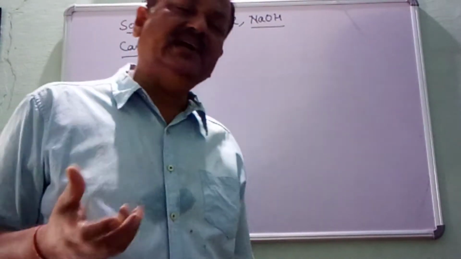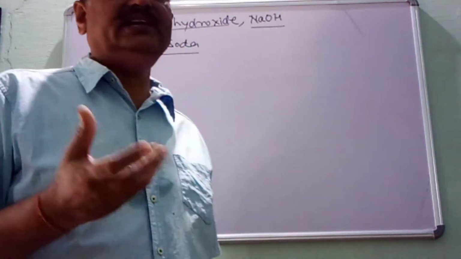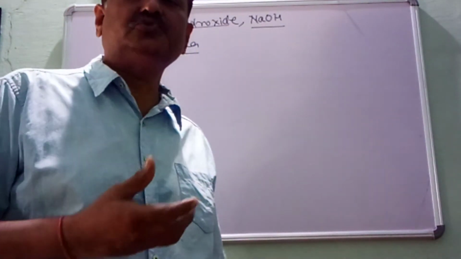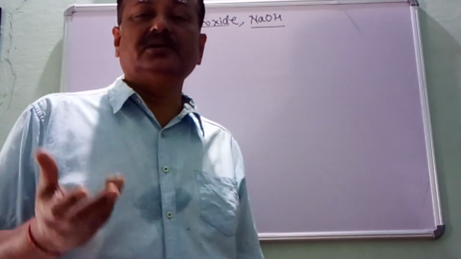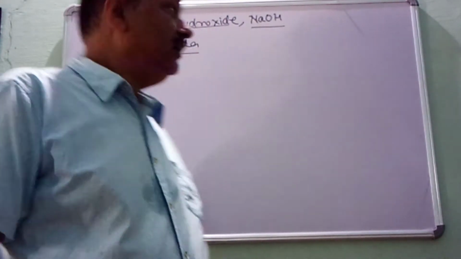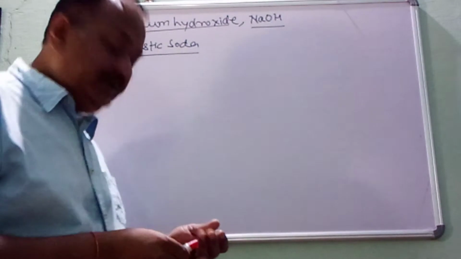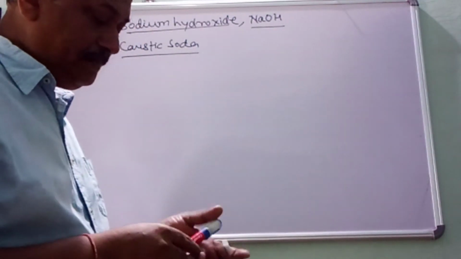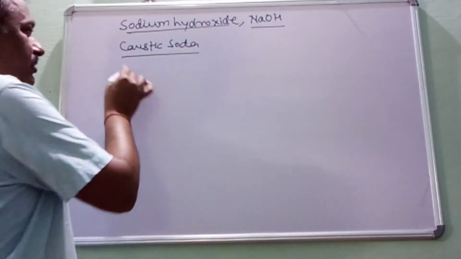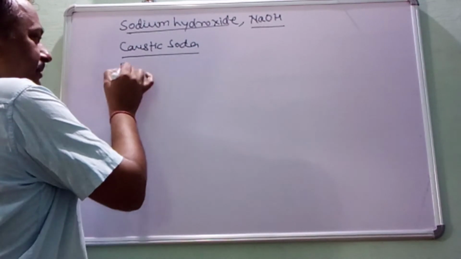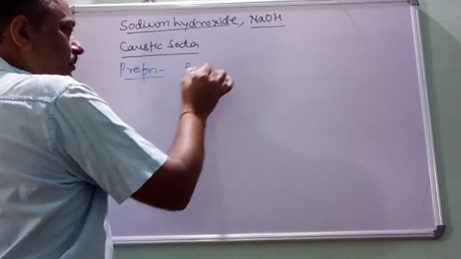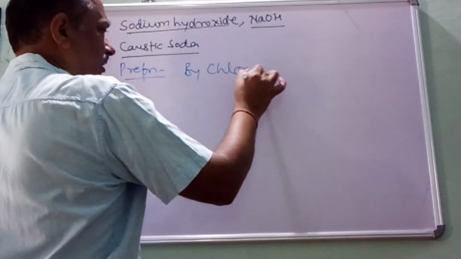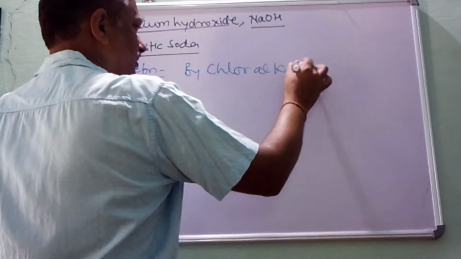So, detergents and all the cleaning agents are somehow mixed with sodium hydroxide in less amount or more amount depending on the quality of the cleaning agent. Now, preparation. It is prepared by the chlor alkali process.